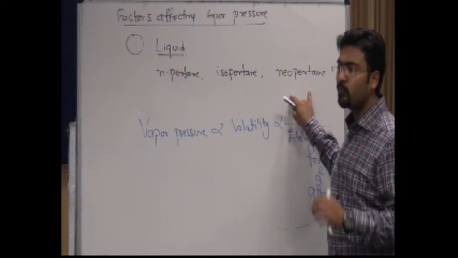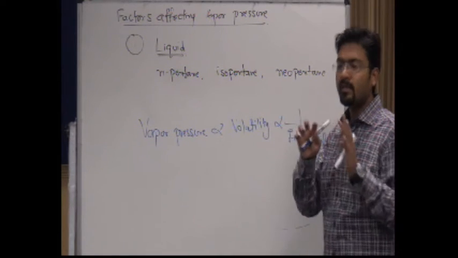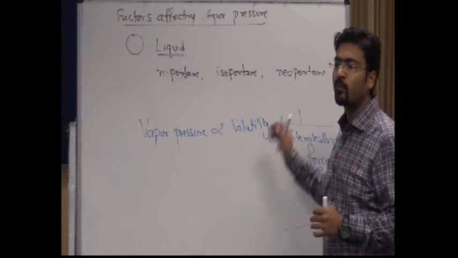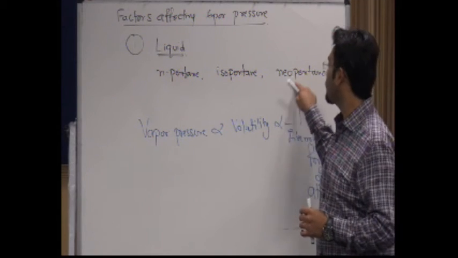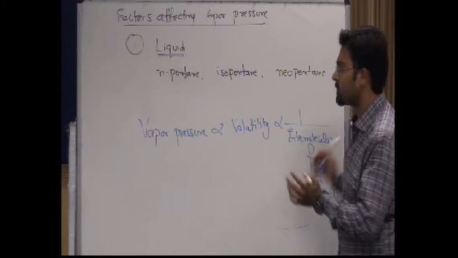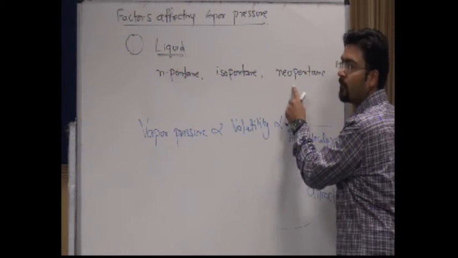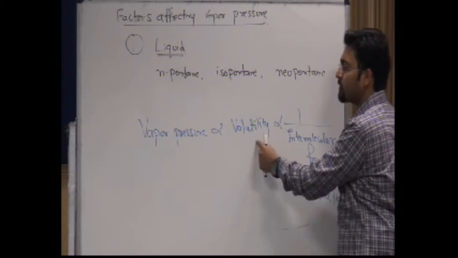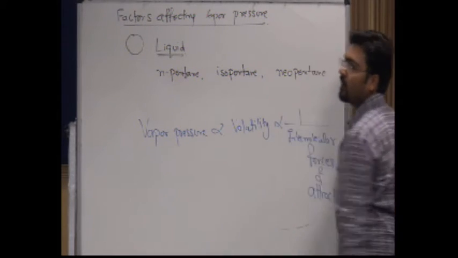So the one which has higher surface area has stronger intermolecular force of attraction in comparison to one which has lower surface area. So this has the lowest surface area because of branching, it's taking the shape of a sphere, and thereby it will have the lowest intermolecular force of attraction, highest volatility, and thereby highest vapor pressure.